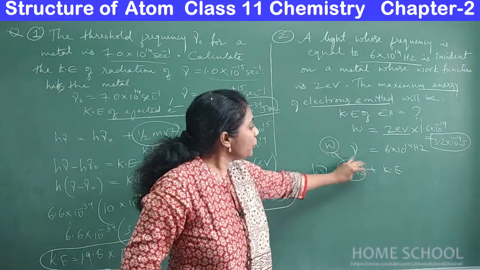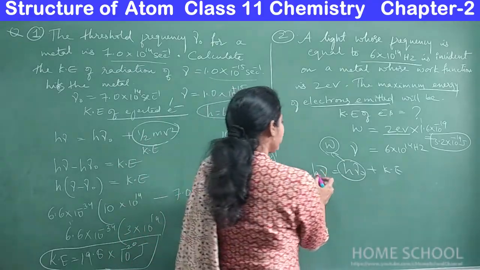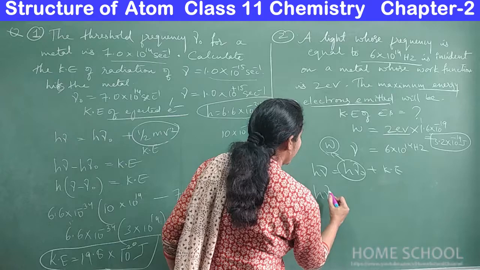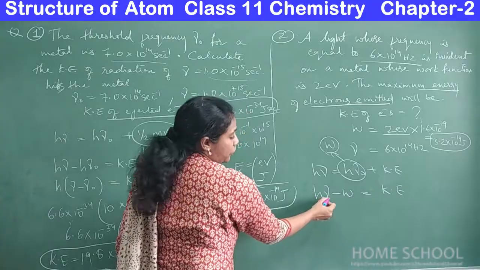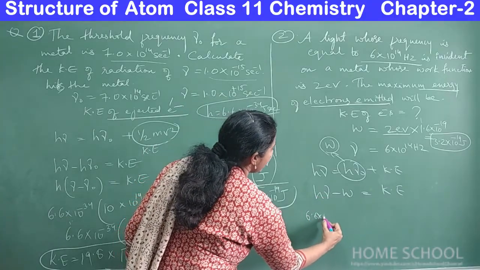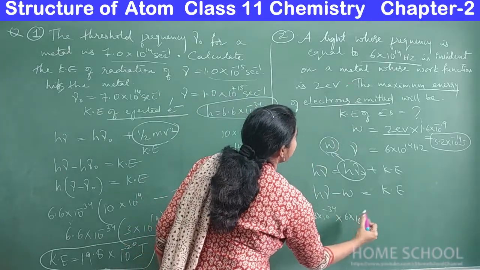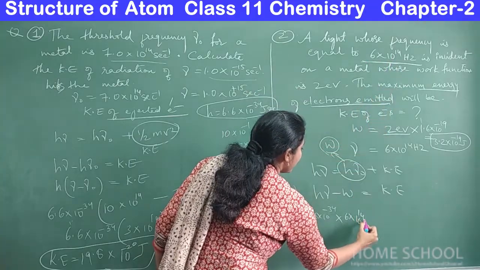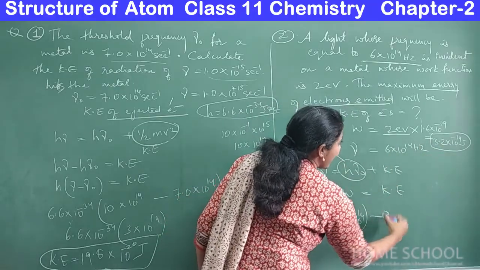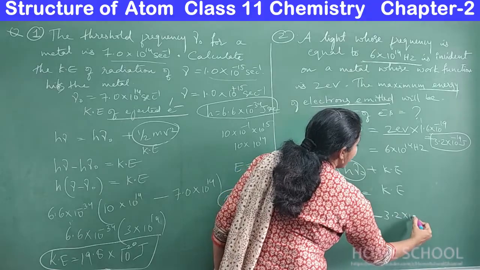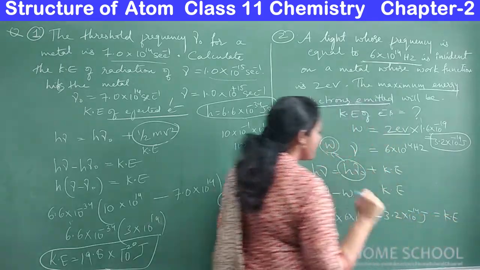So this h nu naught is directly given, that is this many joules. So what you have to do is h nu minus work function. If you do that, you will get the answer for kinetic energy. The h value you know is 6.6 into 10 power minus 34, into the nu value they have given, 6 into 10 power 14. This minus the work function, calculated in joules, which you converted just now to 3.2 into 10 power minus 19 joules. If you do this, you will get your answer in joules.